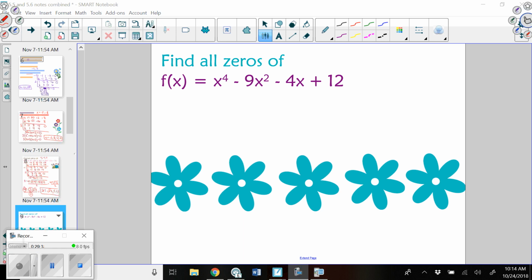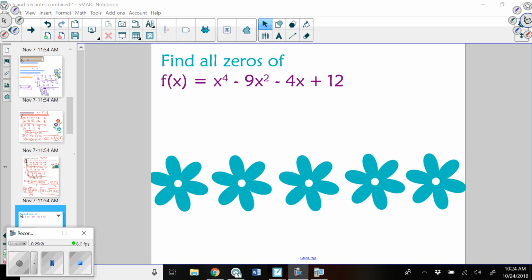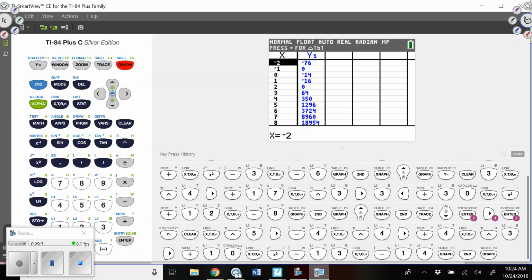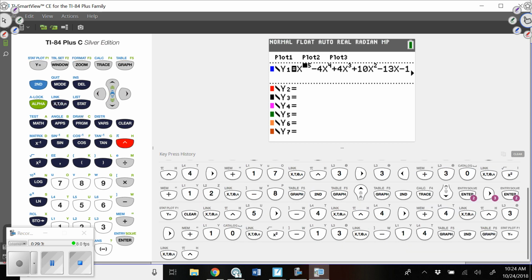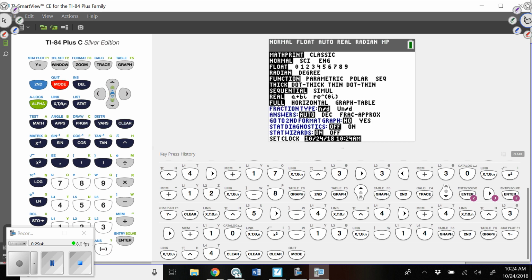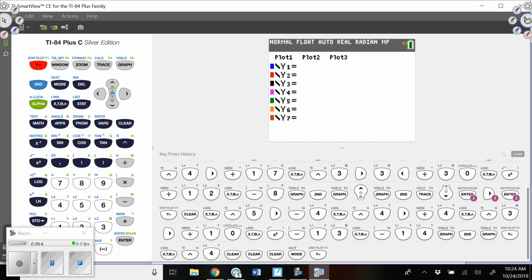Sure. Ready? All right. So find all the zeros of this one. Now, when you type it in the calculator, do you have to put in the missing pieces? No. The calculator's smart enough. You can just type it in exactly how you see it. Whoa, I should probably clear that first, huh? Oh, why do I keep hitting the wrong button? There we go.